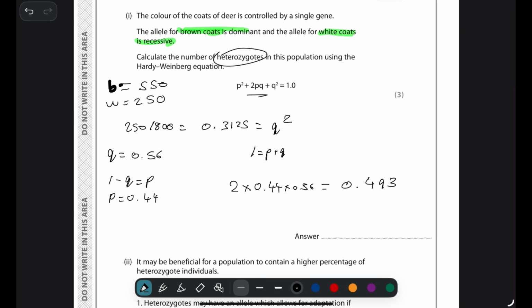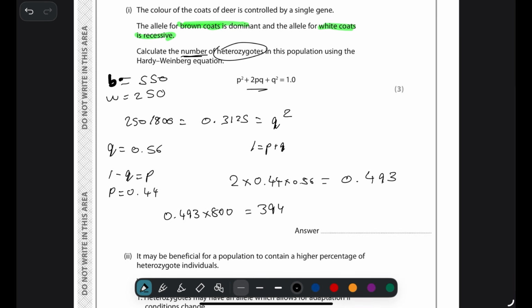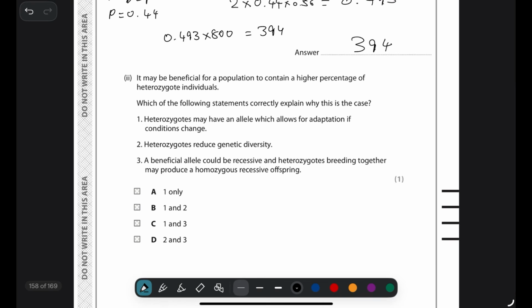And that's given me 0.493. So if that's the case, then to find the number of heterozygotes, I just need to do that times the total amount, which was 800. So we'll do 0.493 multiplied by 800, and we'll see what we get. 394. So that's what I'm going to put on the answer line, 394 individuals. Now, we're looking at part 2.